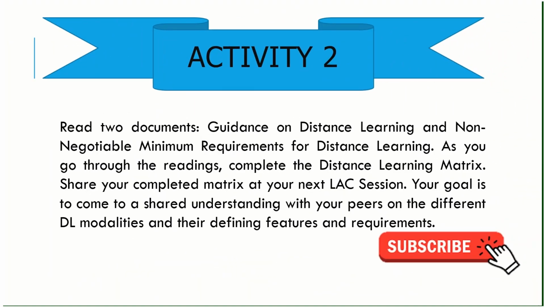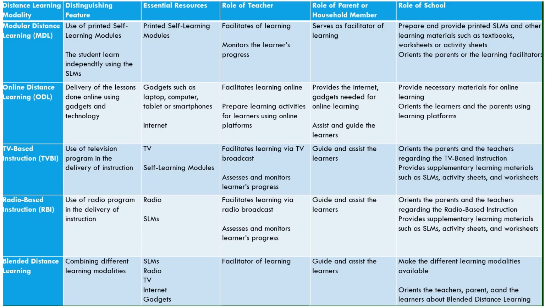Activity 2. Read two documents, Guidance on Distance Learning and Non-Negotiable Minimum Requirements for Distance Learning. As you go through the readings, complete the distance learning matrix. Share your completed matrix at your next Slack session. Your goal is to come to a shared understanding with your peers on the different DL modalities and their defining features and requirements. So this is my learning modality matrix.